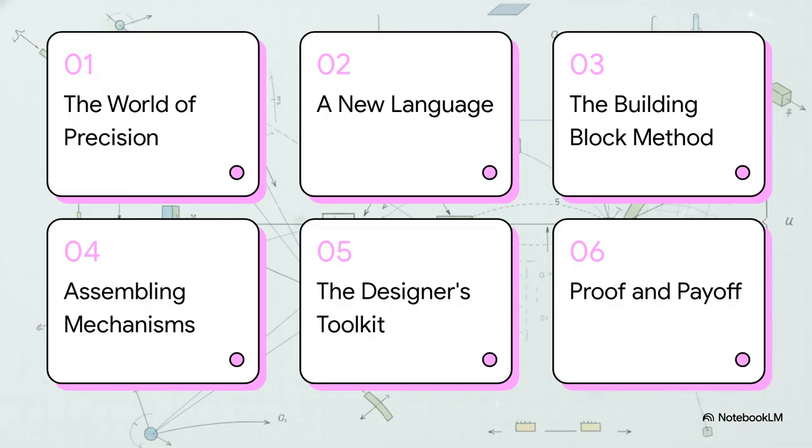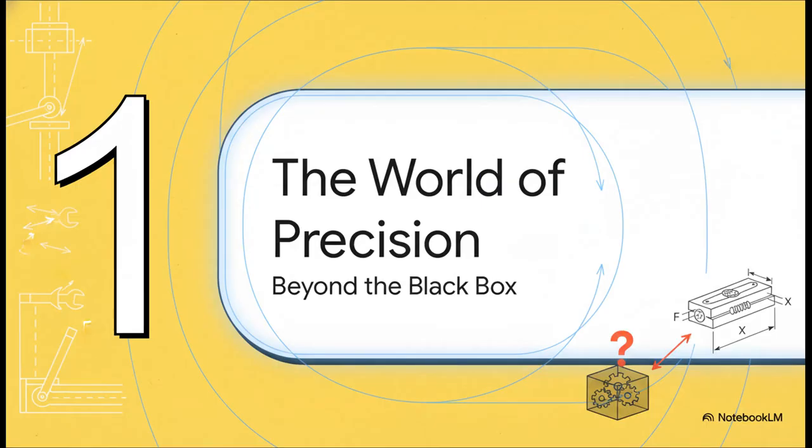And to answer that, we've got a clear roadmap. First, we'll look at the world of precision. Then, we'll learn a new language. We'll get into the building block method, figure out how to assemble complex mechanisms, see what's in the designer's toolkit, and finally, check out the proof and the payoff. Let's get to it.